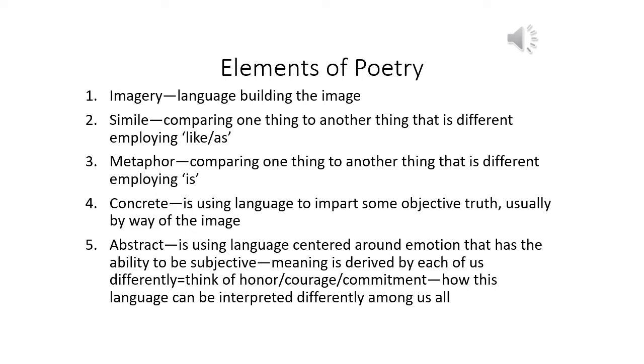So number 5, abstract. It's using language centered around emotion that has the ability to be subjective. Subjective meaning it's different to each and every one of us in the classroom, maybe. If I were to ask you what honor, courage, or commitment, or any type of emotion was, each person in the classroom might have a different interpretation. I was in the Marine Corps in the United States for 10 years. And we would have to carry around a card in our breast pocket of our camouflage uniform. It was what we called our core values. And our core values were honor, courage, and commitment.